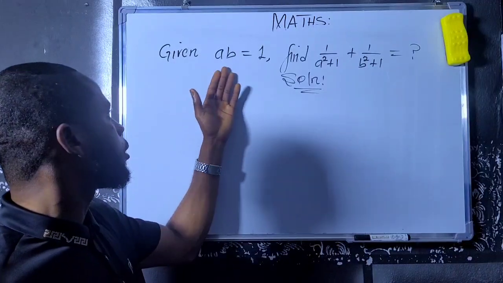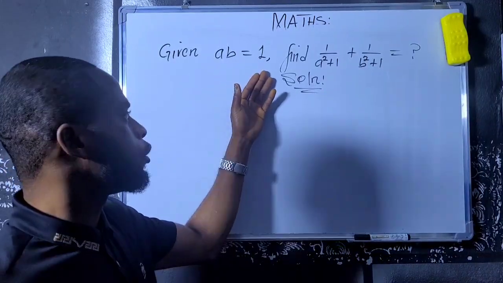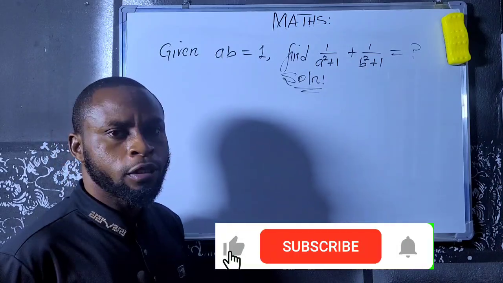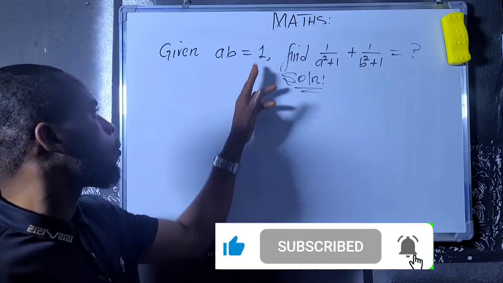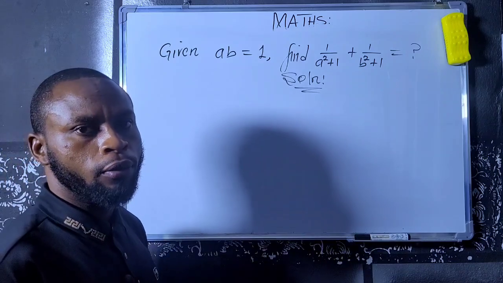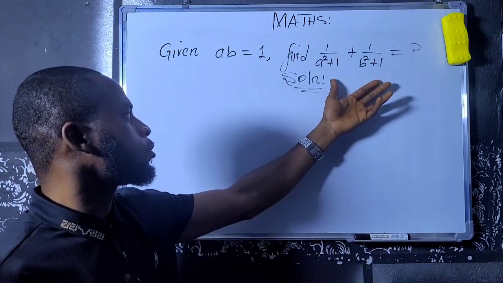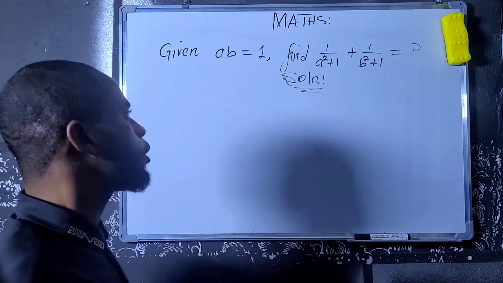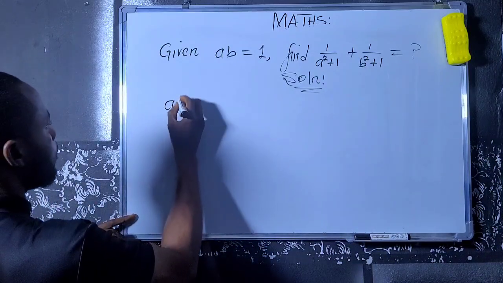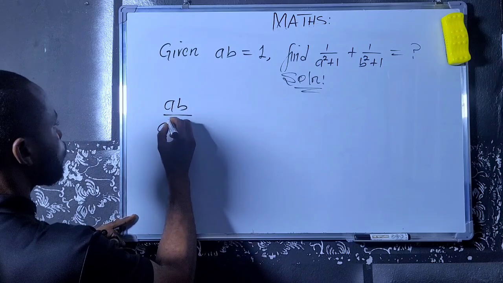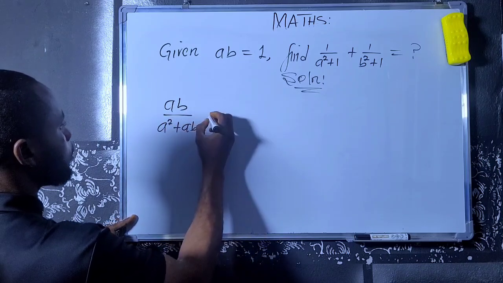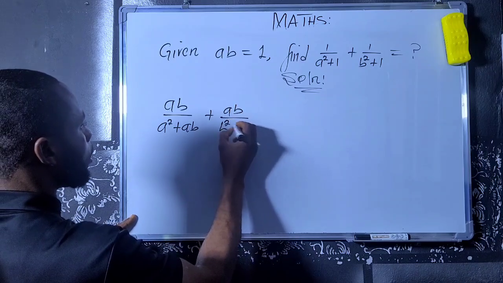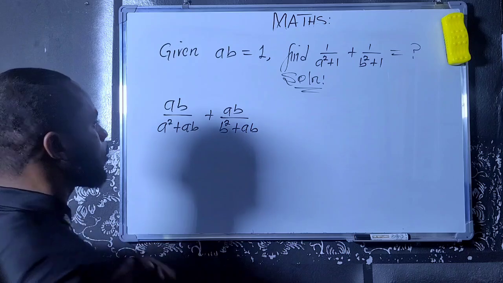We are given AB equals 1 and we are to find the value of this expression here. Now, this simply implies that 1 equals AB as well. Therefore, in this expression, whenever you see 1, you're going to substitute AB. As such, the expression becomes AB divided by A squared plus AB plus AB divided by B squared plus AB.